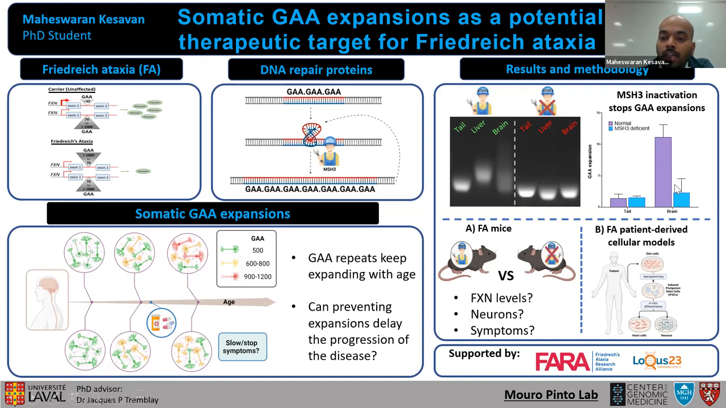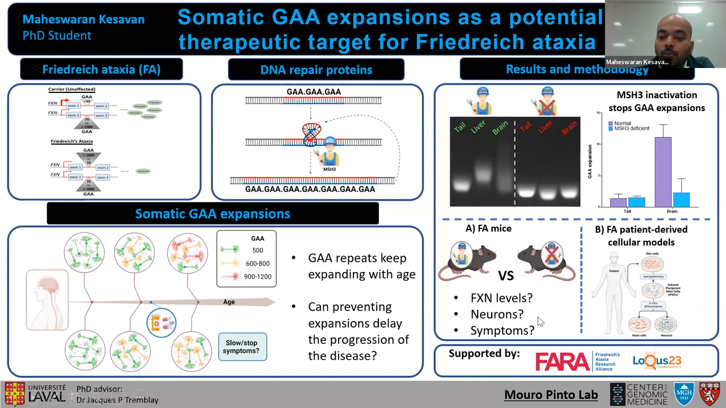FARA was generous in funding us to take this study further, where we wanted to inactivate the mechanic guy in one of the mice in all the cells and all the tissues and compare it with the normal mice and see what happens. The question we asked ourselves is, what is the role of GAA expansions in Friedreich ataxia? Can it increase the frataxin levels in patients? Can it stop the damage caused to the neurons? Even better, can it make the sick mice better?